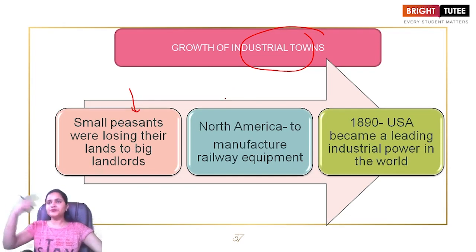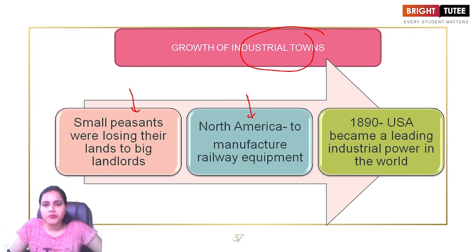So this led to an increase in the number of people migrating to the city areas, and they started living in those areas. This led to the growth of industrial towns in different regions of North America. So the basic idea was to manufacture railway equipment. Because of this, industries started growing.